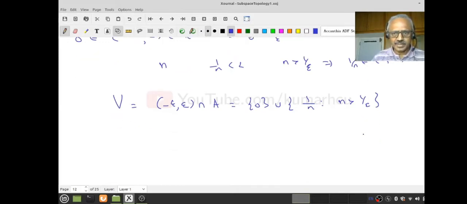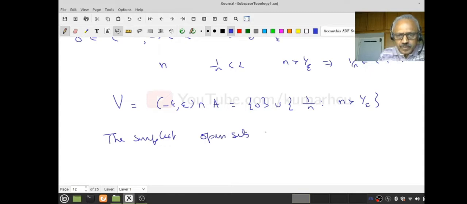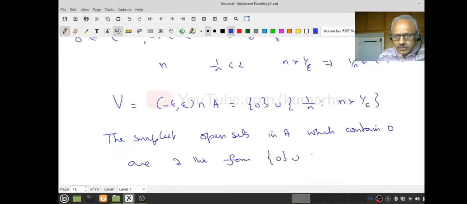Are you following? Therefore the simplest open sets in A which contain 0 are of the form {0} union {1/n : n is greater than or equal to some N}.